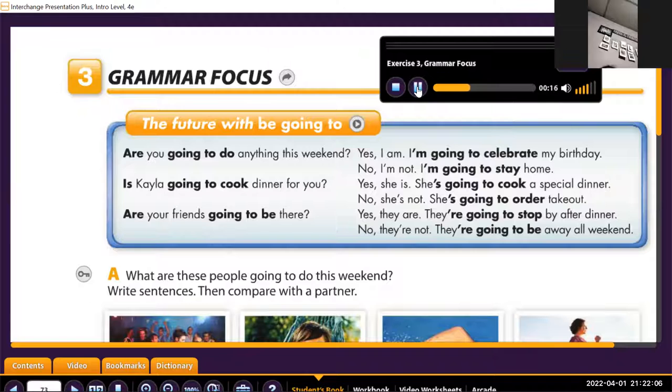No se escucha. I can listen. Page 73. Ahora sí ya escuchan. Yes. Okay, thank you so much. Vamos a empezar otra vez.